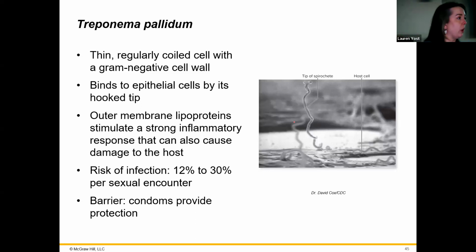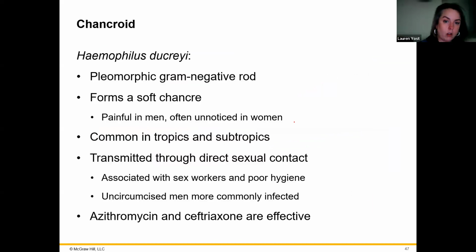Risk of infection, if you are having sexual contact with somebody who has syphilis, it's a 12 to 30% chance of contracting syphilis. It's pretty interesting, but if you don't want to risk it at all, probably recommended, right? Barrier protection is recommended. Okay. And it's treated with penicillin quite effectively. It's actually one of the first diseases to be treated with penicillin when it was discovered.